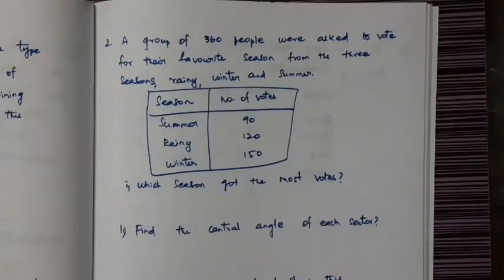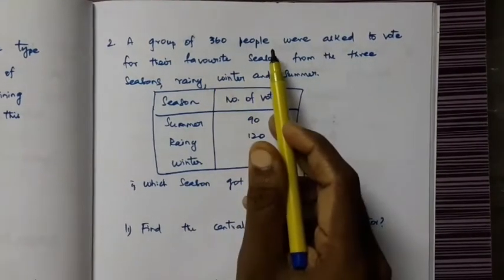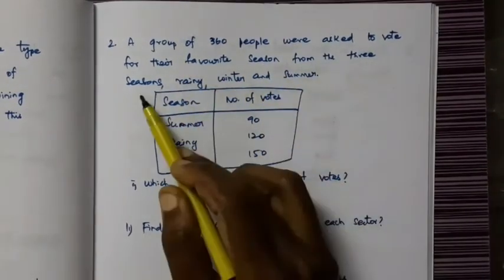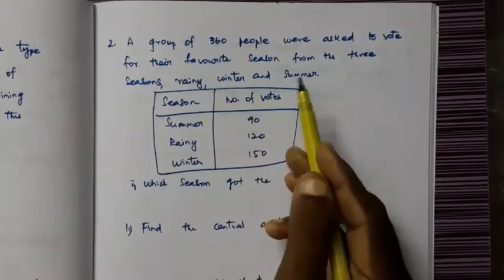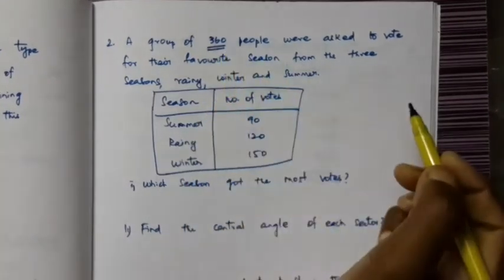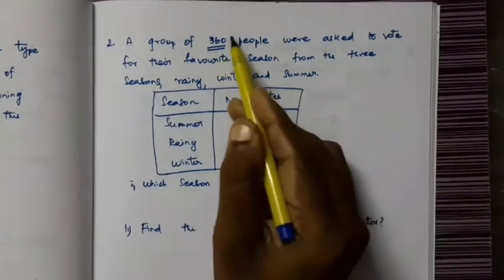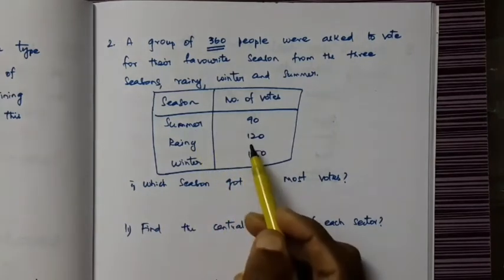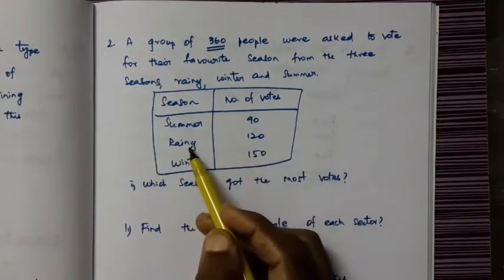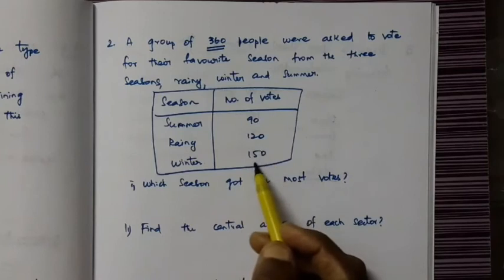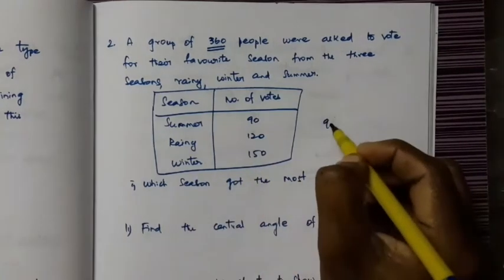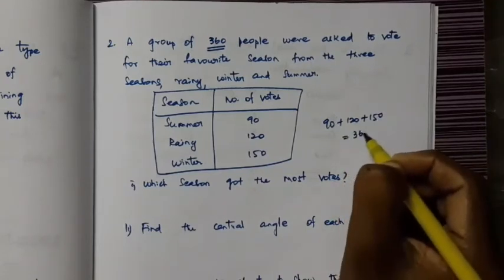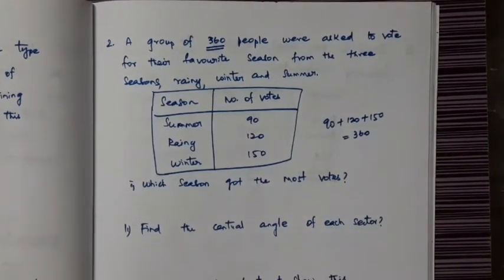The next problem is, a group of 360 people were asked to vote for their favorite season from three seasons: rainy, winter and summer. Here the total number of people is given, which is 360. Out of 360 people, 90 people said they like the summer season, 120 people said they like the rainy season, and 150 people said they like the winter season. If you add 90 plus 120 plus 150, you will get 360. This is the question given.